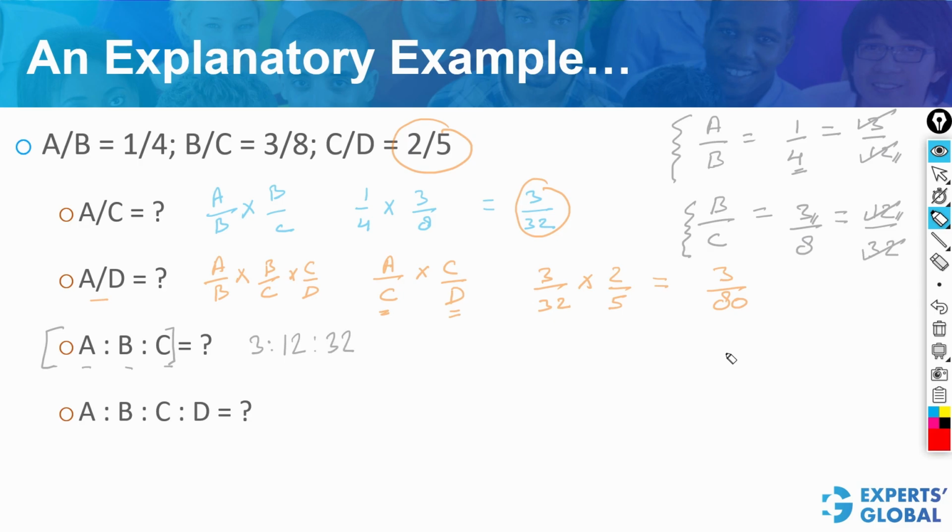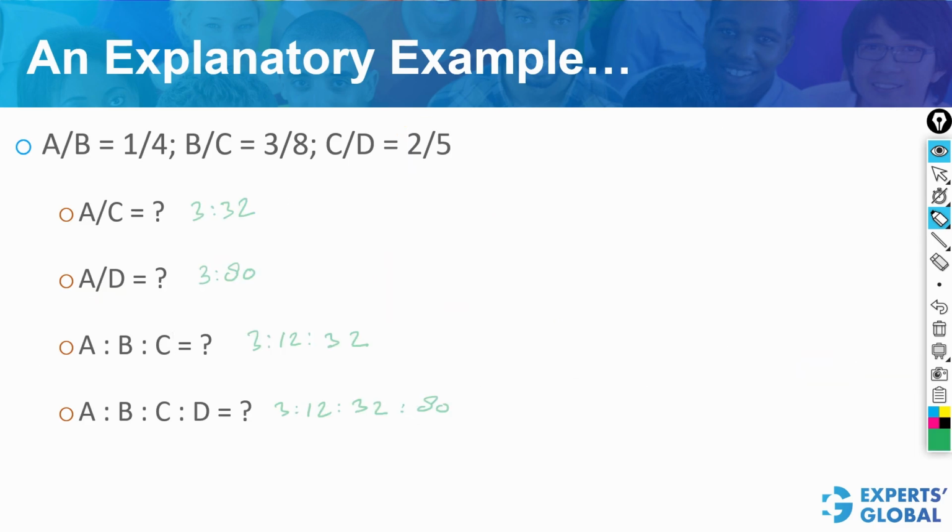Now the last part, we know that C by D is 2 by 5. By the same logic, the value of C in the second equation and the value of C in the third equation need to be same. Therefore, we must write 2 by 5 as 32 by 80. Therefore, now the answer becomes 3 to 12 to 32, and we know C to D is 32 to 80, so we get 80 here. These are the 4 correct answers.